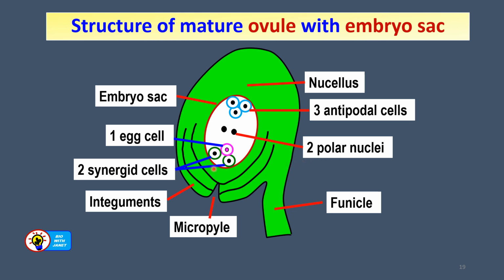So this diagram here shows us the embryo sac and its position in the ovule. Now here are the 3 antipodal cells above, the 2 polar nuclei in the center of the embryo sac, and then below here we have the 2 synergid cells with the egg cell in between. Normally the egg cell is quite near to the micropyle because the pollen tube will grow and penetrate the embryo sac once it grows through the micropyle here. Then the male gamete will come out and fertilize the egg cell here. So the other parts have already been discussed.